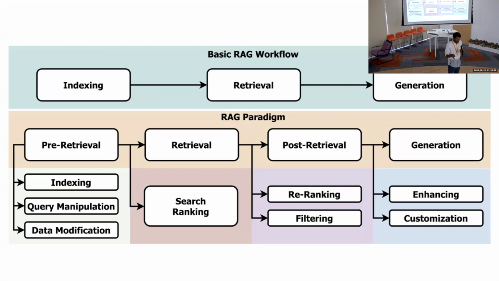ChatGPT's latest version has 32K. This one has 128K. So a lot of information can be fed into the LLMs. All these things come under the generation part.